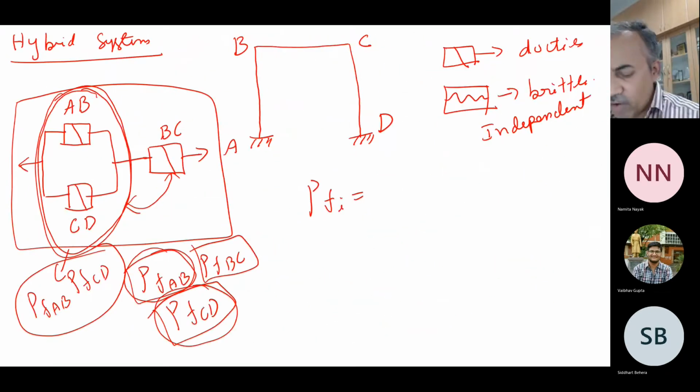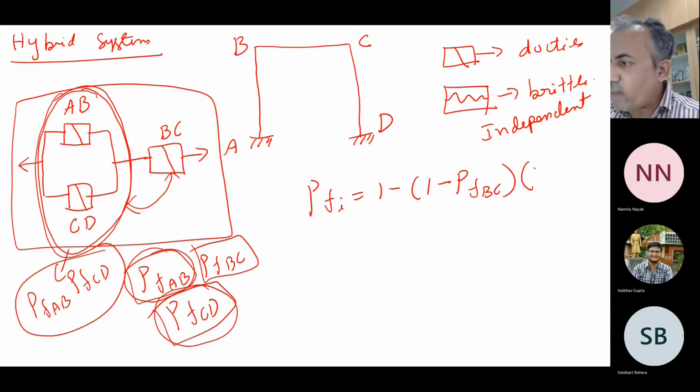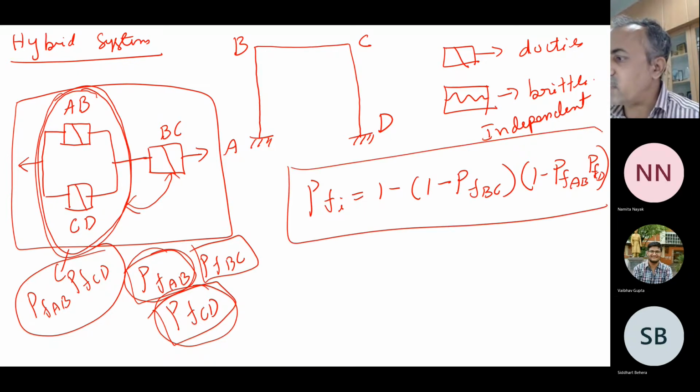Okay. So this probability of failure becomes 1 minus, 1 minus PF BC and then 1 minus PF AB multiplied by PF CD. So this is the probability of failure of this hybrid system. Okay. So this way you can calculate the probability of failure for this hybrid system through these expressions also.